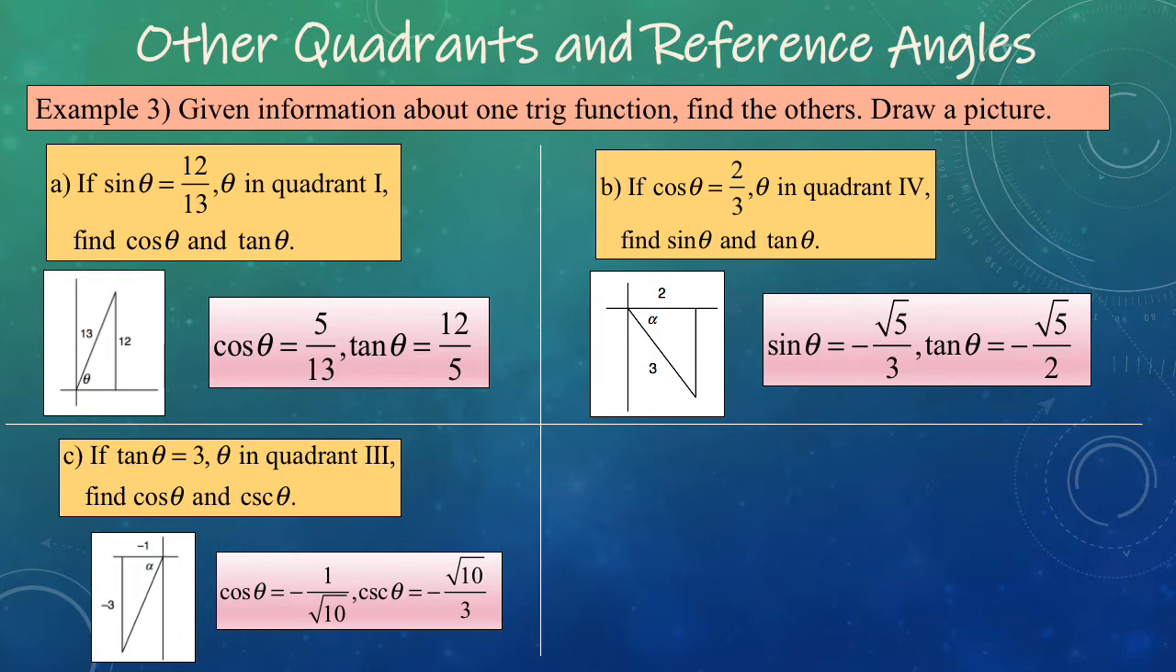So cosine theta is adjacent over hypotenuse, which is negative 1 over the square root of 10, or if you want, negative square root of 10 over 10. And cosecant theta is equal to hypotenuse over opposite, which is negative square root of 10 over 3.